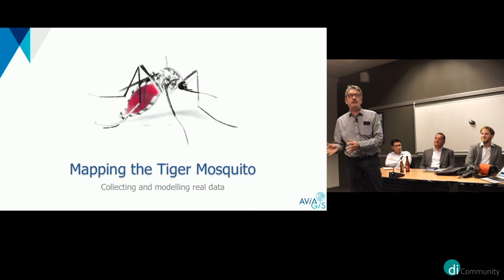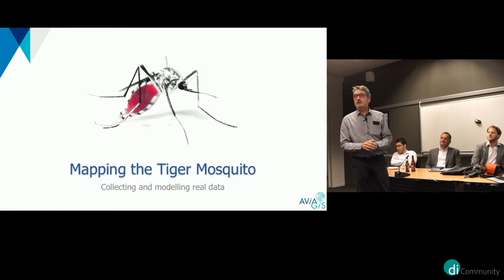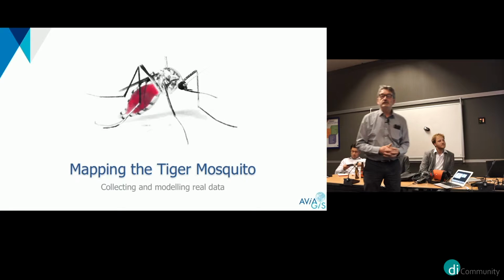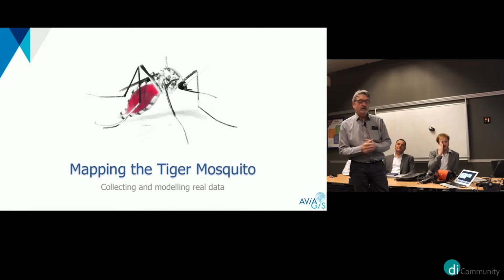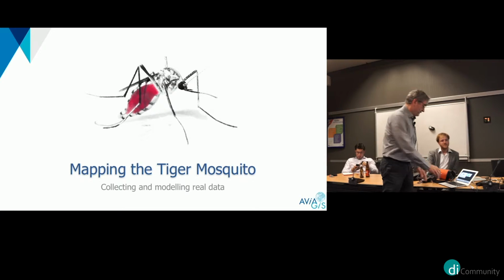We're now with 15 people, and what we do is developing systems to collect spatial data, mainly about insects who transmit diseases, and the tiger mosquito, which is Aedes albopictus, the one which was mentioned already several times, is the culprit, is one of these vectors we work with.